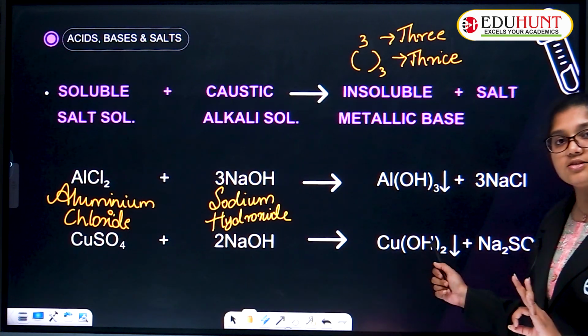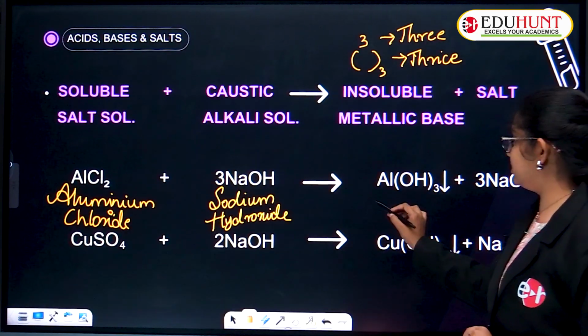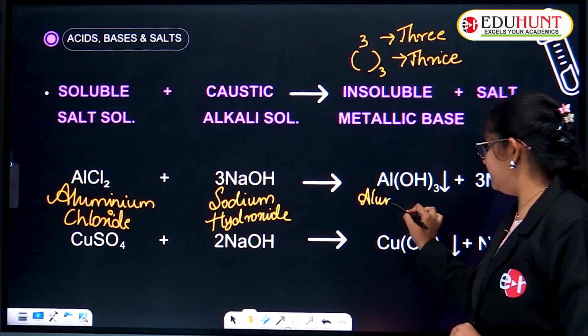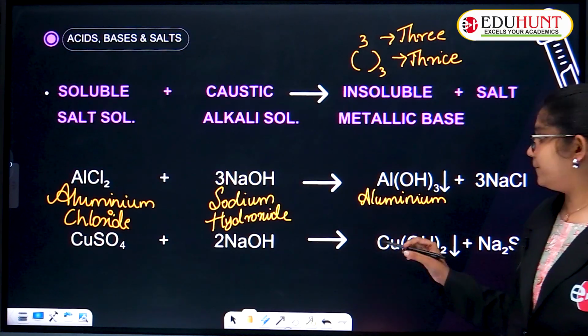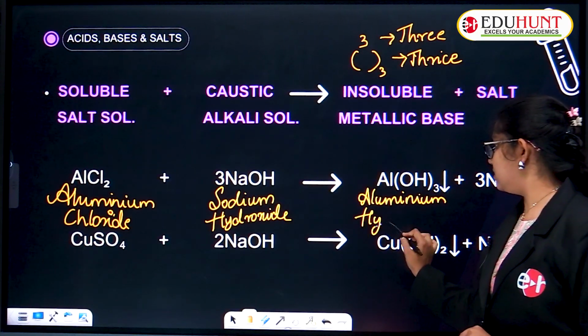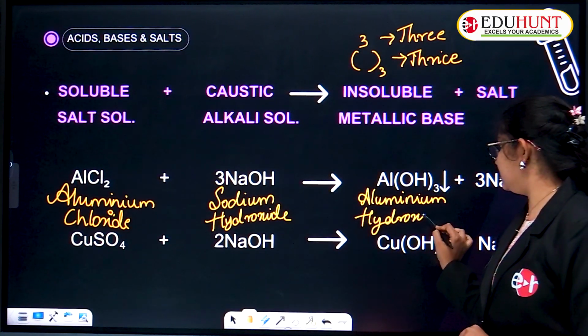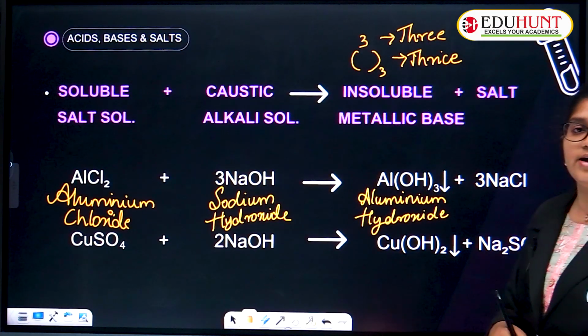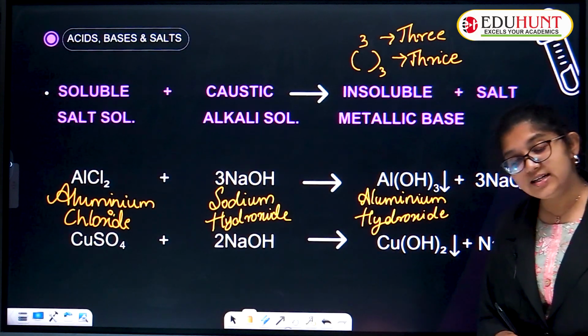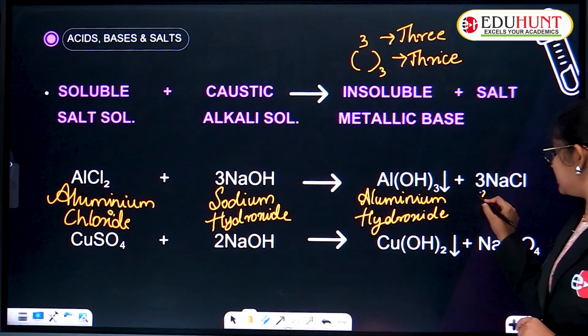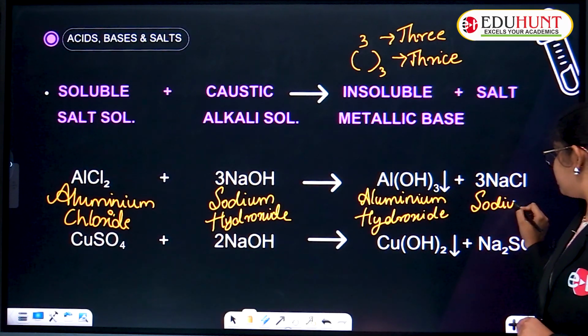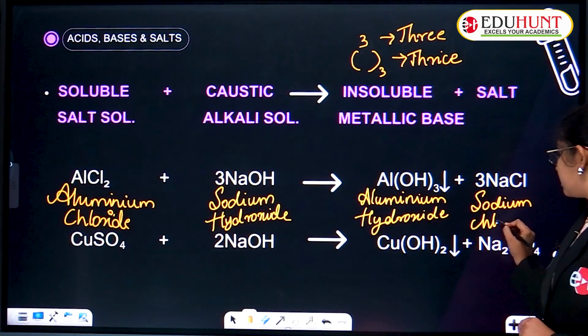You know what the name of this is? Try the name. Al means aluminium. Very good. OH thrice means OH is hydroxide directly. Yes. Now we also get salt. I told you, what is the salt liberated here? NaCl, yes, the table salt, sodium chloride.